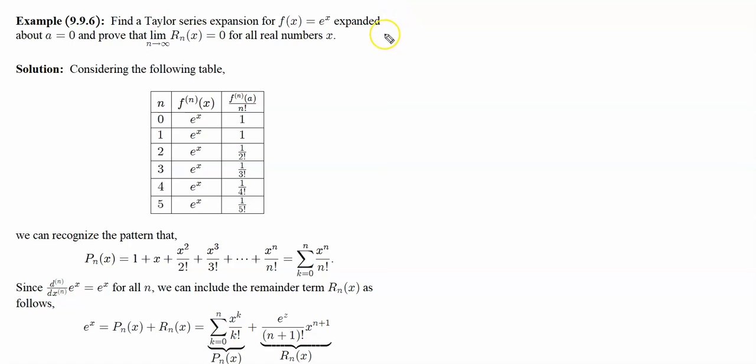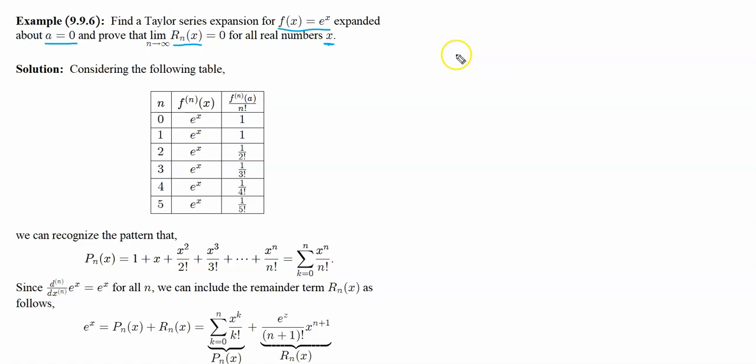Now in our first example here, we want to find the Taylor series expansion for the function e to the x power, our friendly exponential function, expanded about a equaling 0, and we want to prove that that remainder term in the limit as n goes to infinity approaches 0 for all real numbers x. And then that will justify the fact that we can write e to the x as an infinite Taylor series expansion.